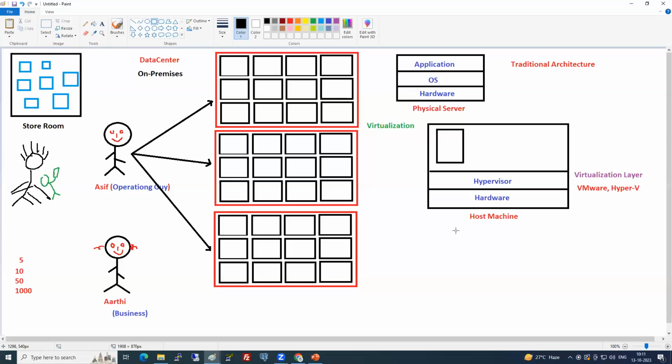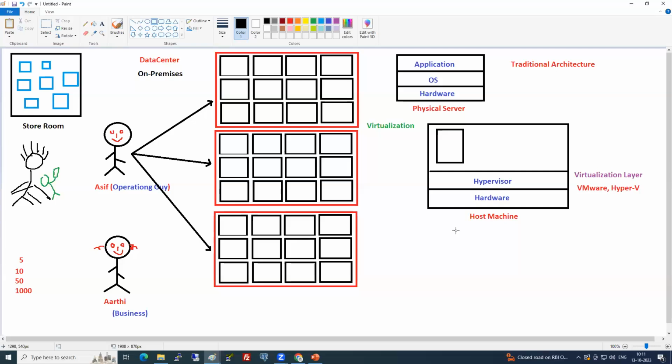What does virtual mean? Can you touch virtual? Physical means I can touch it; virtual means I cannot touch it. Inside one physical machine, we can create multiple virtual machines with the help of VMware. So we have the hypervisor. If someone asks what a hypervisor is, what do you say? It is a virtualization layer. What software do you install for the hypervisor? VMware. There are many software products, but I'm telling you one important one, which is VMware.